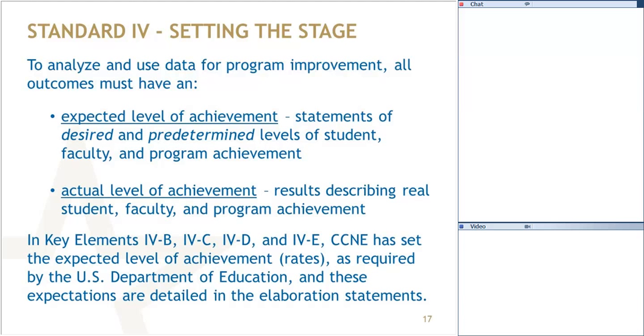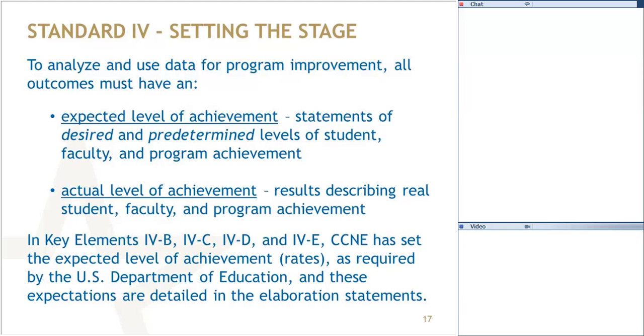You might just want to make note that in key elements 4B, 4C, 4D and 4E, CCNE has set the expected level of achievement as required by the U.S. Department of Education, and we've outlined what these expectations are in the elaboration statements. In case you were wondering, 4B is completion, 4C is licensure pass rates, 4D is certification pass rates, and 4E is employment rates.